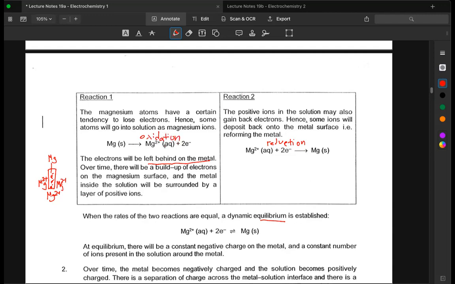All right, so there are two reactions taking place here, oxidation and reduction, simultaneously. When the rates of these two reactions become equal, dynamic equilibrium is established. Dynamic because the reactions are ongoing. It's not a static equilibrium, it's dynamic. There is still reaction proceeding.